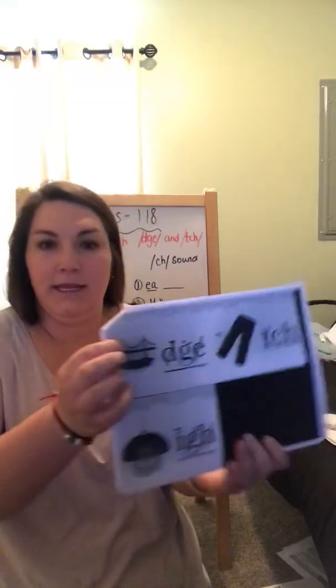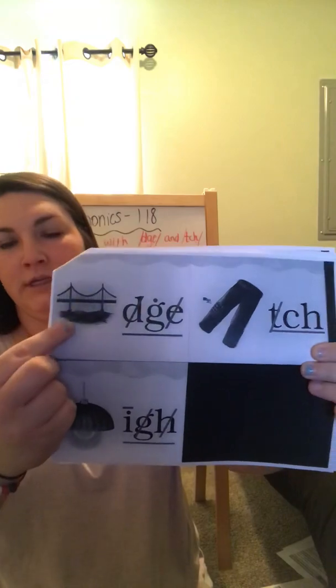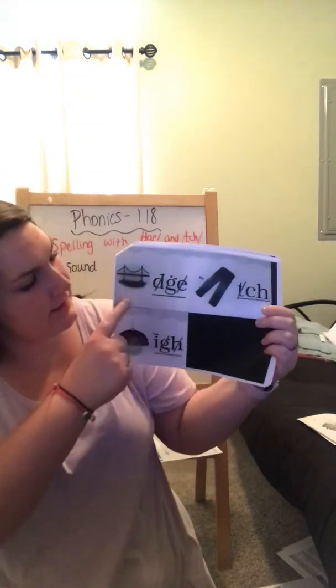Good morning, first grade. So today is Tuesday, March 31st, and yesterday we talked about a new trigraph, DGE. And remember, DGE says J like bridge. So when we review this, I want you to be able to say trigraph, DGE, J like bridge. All right, you go ahead and try that.